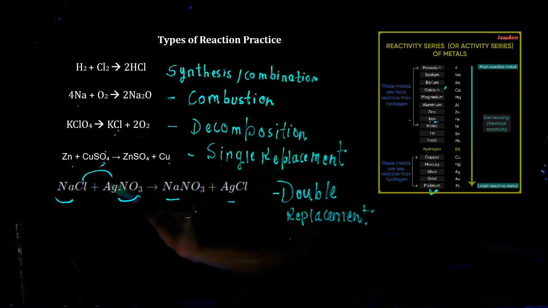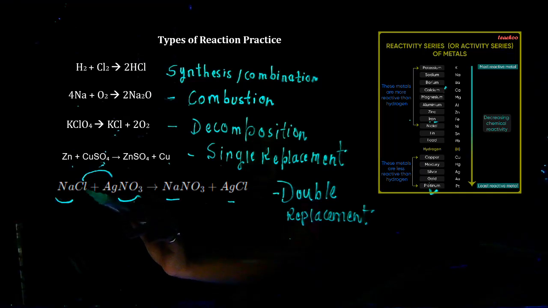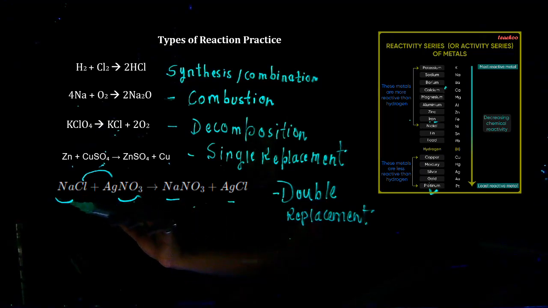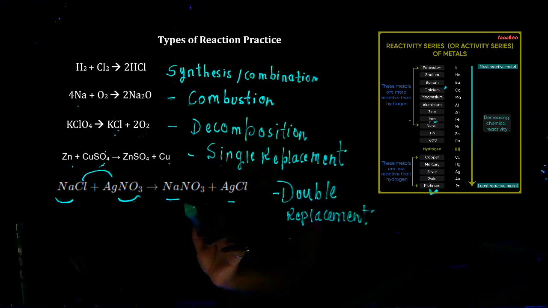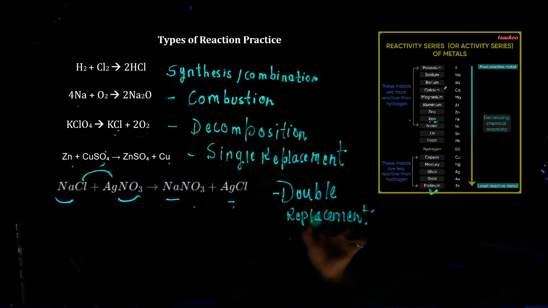elements. The last one here, where you see they exchange or swap their parts and form two new compounds. In this case, sodium chloride combining with silver nitrate, and then they swap or exchange their parts, forming NaNO3 sodium nitrate and silver chloride. These type of examples are double replacement. I hope this helps.